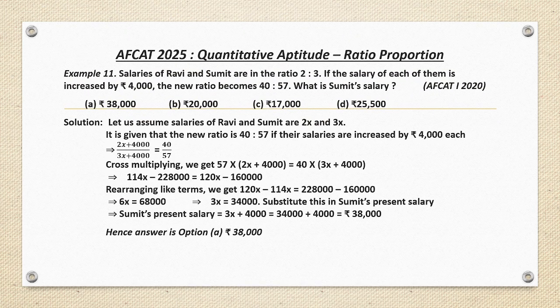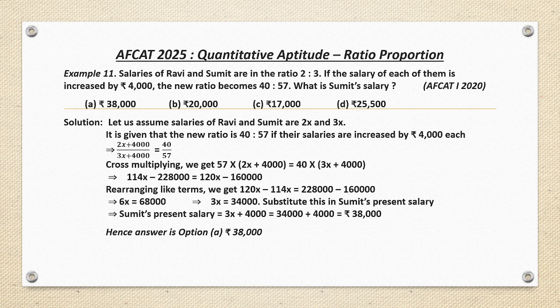Now let us take up another example. Salaries of Ravi and Sumit are in the ratio 2:3. And if the salary of each of them is increased by 4,000, the new ratio becomes 40 to 57. What is Sumit's salary? So if it is increased by 4,000, then the new ratio is 40 to 57.